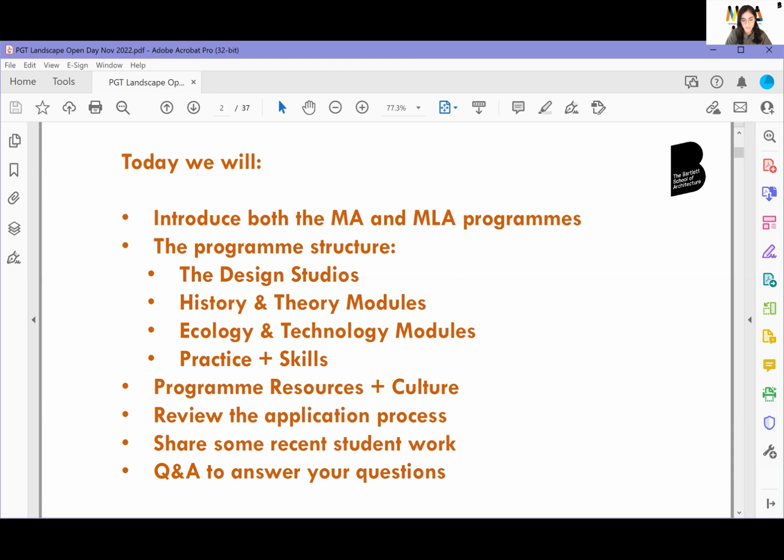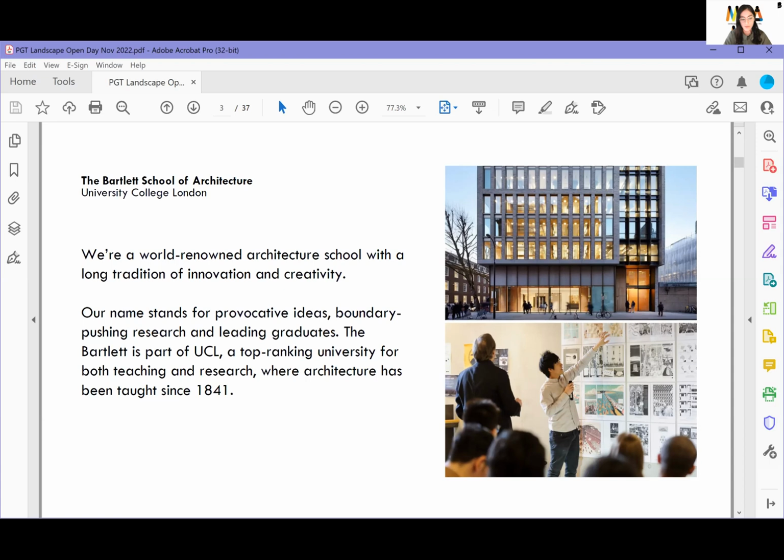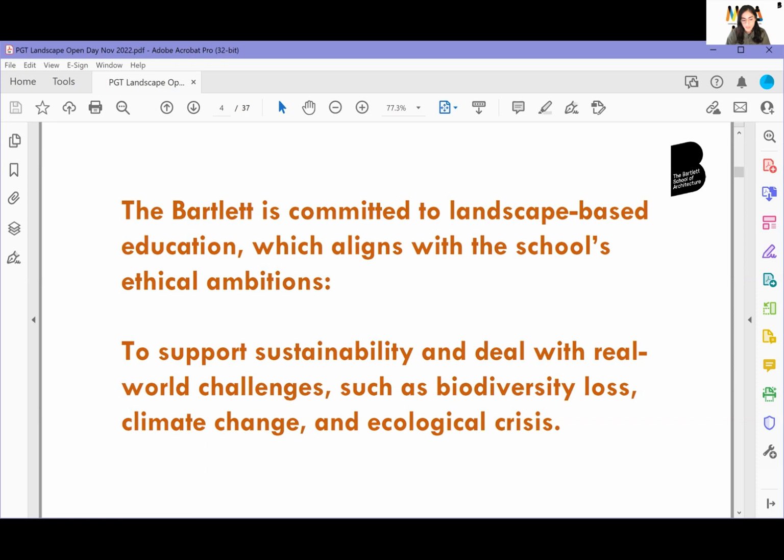So hopefully you know that the Bartlett is part of University College London. We're a top ranking, renowned university. We have a number of different faculties and departments, including a world renowned architecture school, which encompasses a lot of different subjects. We're very research driven, and the Bartlett has a long standing history of being speculative and experimental, and hopefully this comes through in the work. We're also committed to landscape-based education, which aligns with the school's ethical ambitions. This is to support sustainability and deal with real-world challenges such as biodiversity loss, climate change, and ecological crisis.